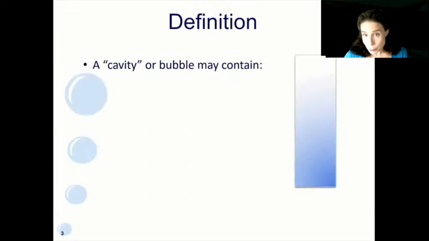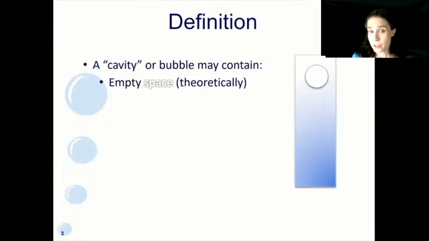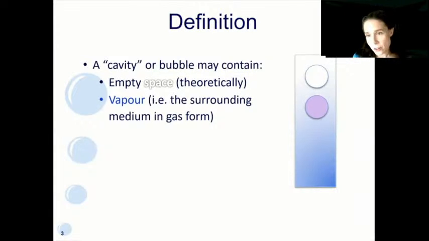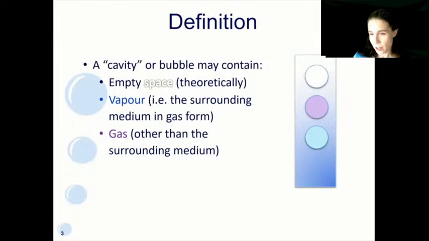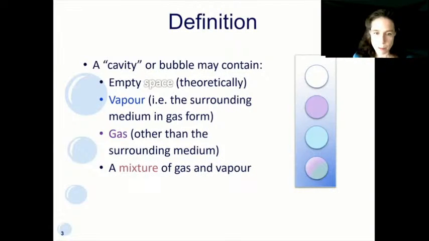Now, what actually is a bubble or a cavity? It's a space of one medium within another. Now, theoretically, that space could contain absolutely nothing. It could just be a vacuum. In reality, though, it's going to contain either a vapor, i.e. some of the surrounding medium material in gaseous form, or a gas, i.e. another medium also in gaseous form within that space. And most typically, we're talking about bubbles that contain both. So we have a region, usually in a liquid, containing a mixture of gas and vapor.